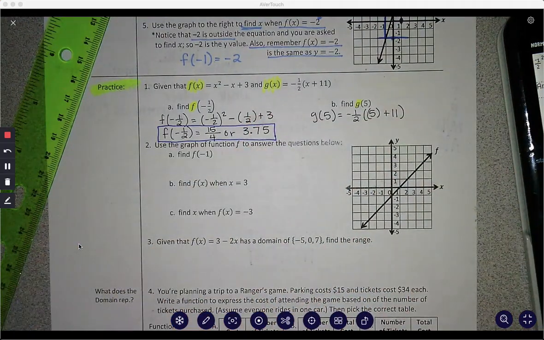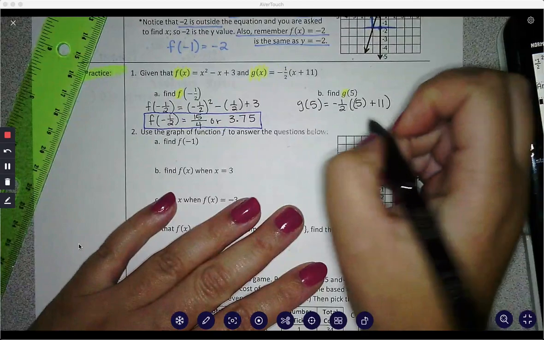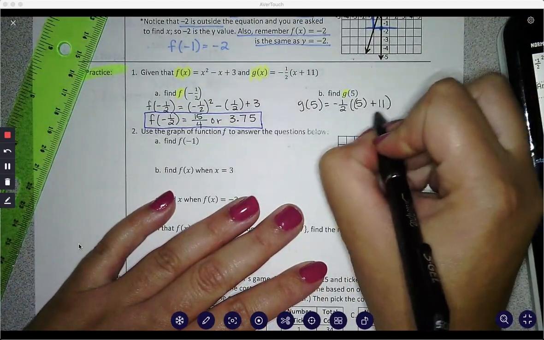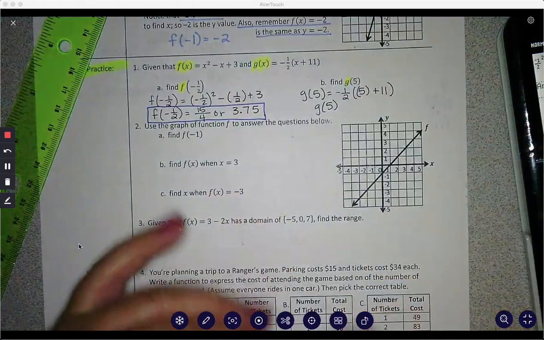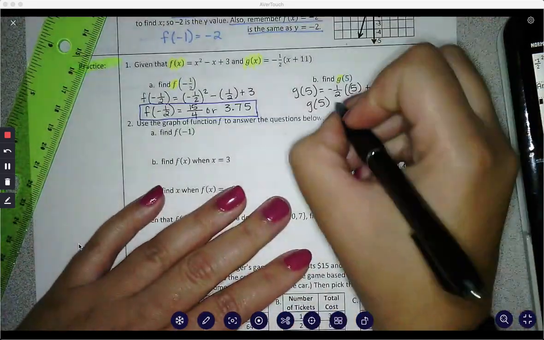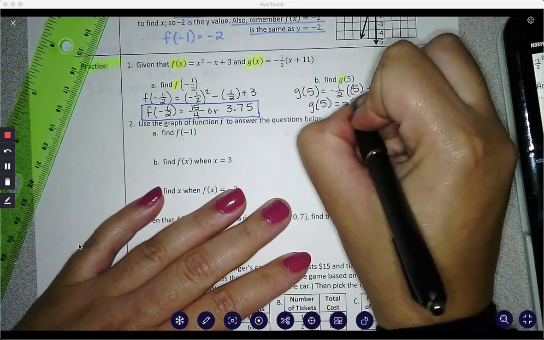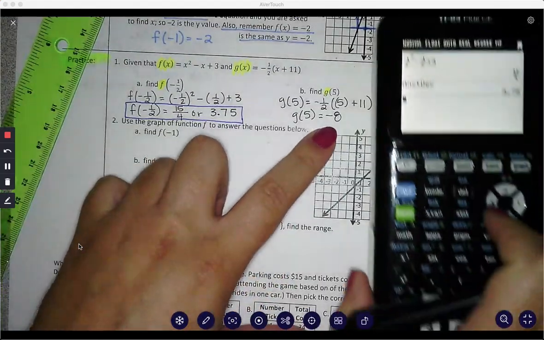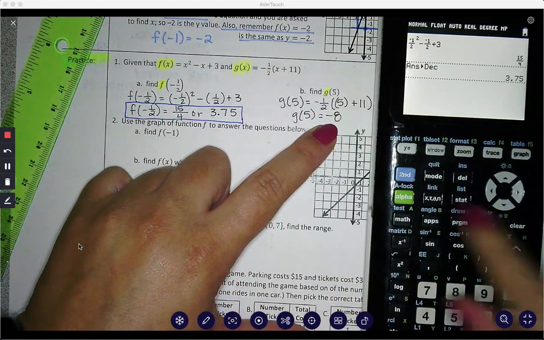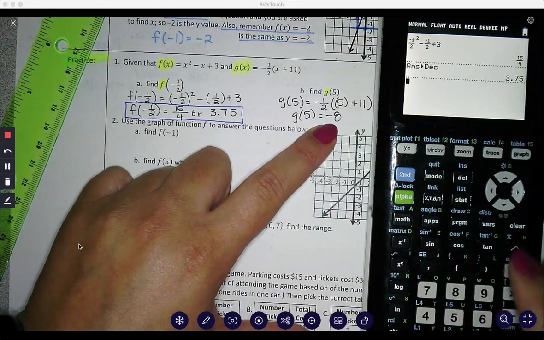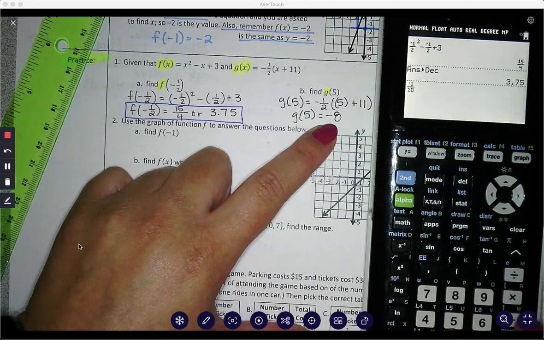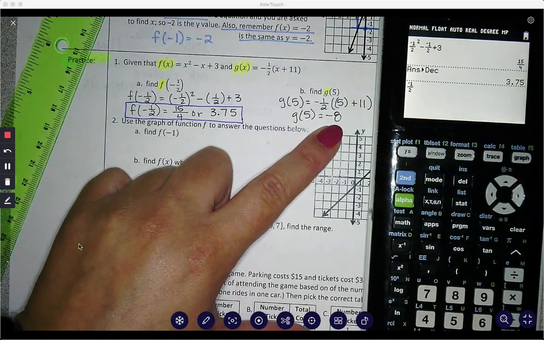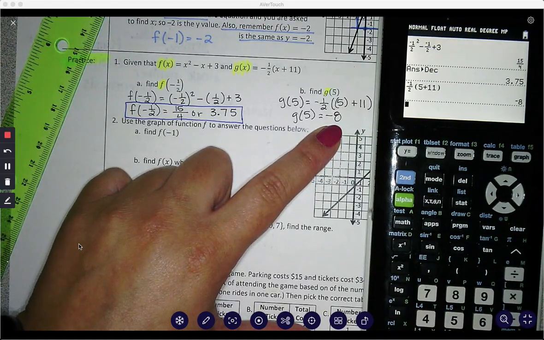PEMDAS tells me parentheses first. So I have, what is that, 16? g of 5, 16 times negative 1/2 is negative 8. Well, let's just double check and see. If I do alpha y equals enter negative 1/2, and if you want to use negative 0.5, you can do that too. Parentheses 5 plus 11, negative 8.